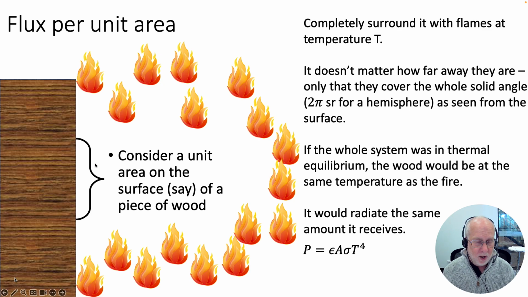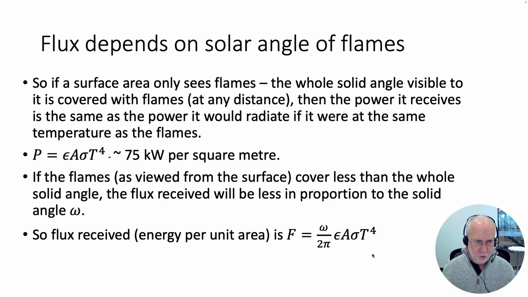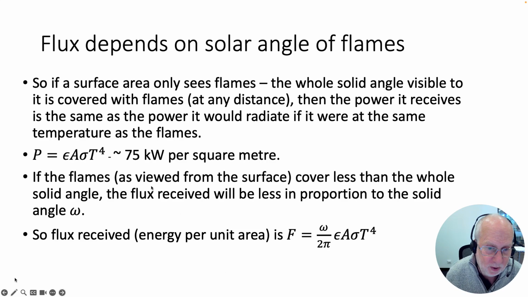So even if it's colder, it still tells us that the heat coming in to a square meter is equal to the heat that would come out if it were at the same temperature as everything around it. So epsilon a sigma T to the 4th. So it's a cunning trick. So what this tells us is that if a surface area only sees flames, so the whole solid angle, 2 pi steradians, if it's a flat surface, is covered with flames, then the power it receives from all those flames is the same as the power it would radiate if it were a black body at the same temperature as the flames, i.e. about 75 kilowatts per square meter if the flames are about 1100 degrees.